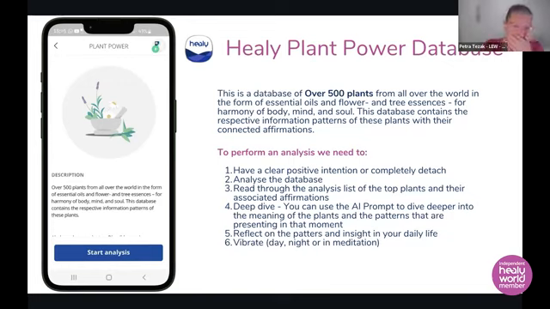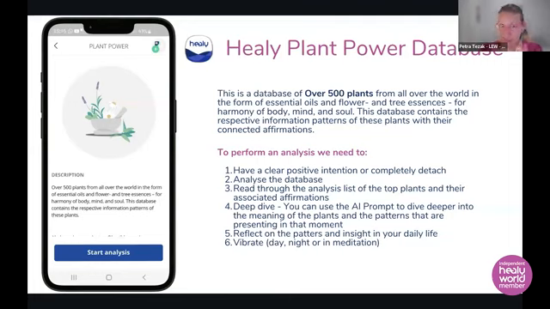So how do we do this? We find the plant power database in our blue Healy Resonance app. Yeah, the blue wave app. It contains, I think right now it says 553 different plants from all over the world.